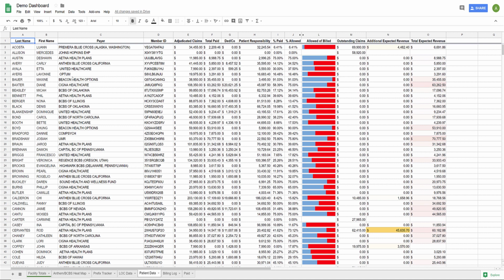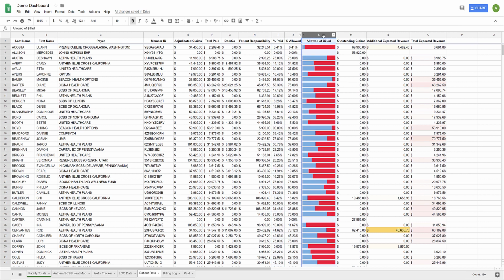But this tab tells you every single client that's ever been in your facility, how many of their claims have adjudicated, what the payment has been on those adjudicated claims, how much of that has gone to deductible and coinsurance, how much of that is the patient responsibility if you're an out-of-network provider. That's the difference between the billed amount and the paid amount. So we put that there as well. Obviously different for in-network providers. It also tells you the paid percentage, the allowed percentage on the billed.